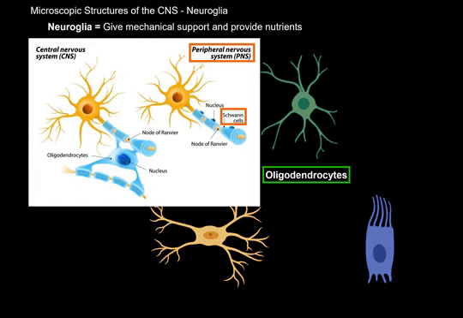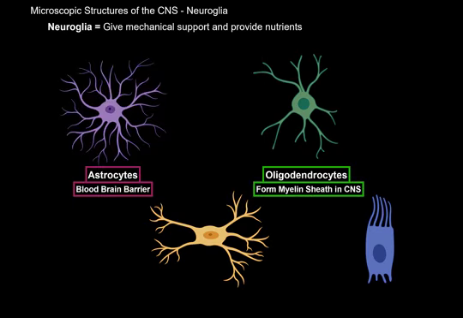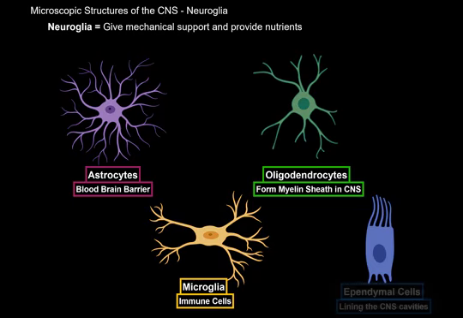Remember, in the peripheral nervous system, we have Schwann cells, and in the central nervous system, we have oligodendrocytes. So that's that one, forming a myelin sheath. We got microglia, which are the smallest neuroglia. These are basically the immune cells of the central nervous system. They can do everything a macrophage does, like phagocytosis, and they migrate between the tissue. And lastly, we have ependymal cells, which line all the cavities within the brain and the spinal cord. So that was the two main categories of cells in the central nervous system, neurons and neuroglia.